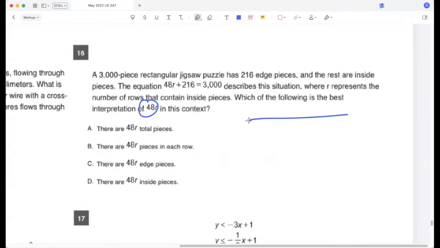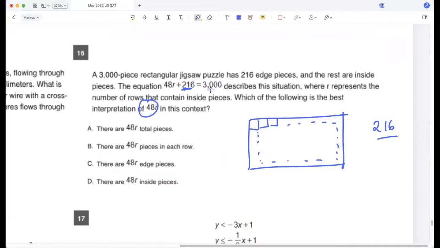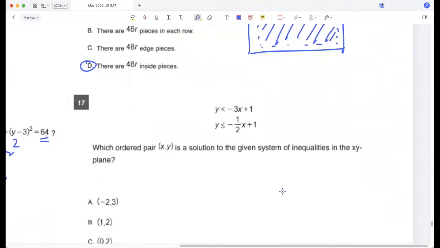So if you look at the jigsaw puzzle, right, and this is the edge pieces. So there are a total of 216 edge pieces and 3000 is the total number of pieces. And 48R covers all the inside pieces, right? So there are 48R inside pieces where 48 is the number of pieces in each row because R is the number of rows that have inside pieces.